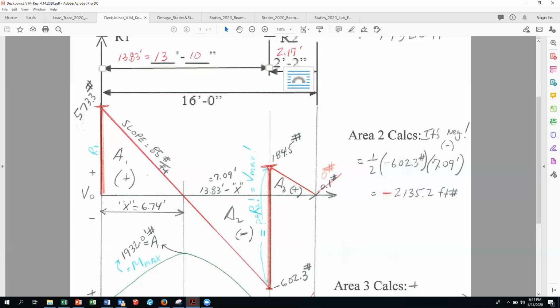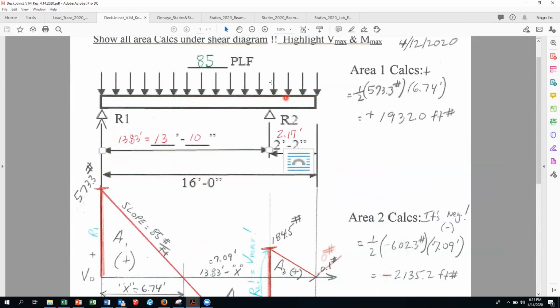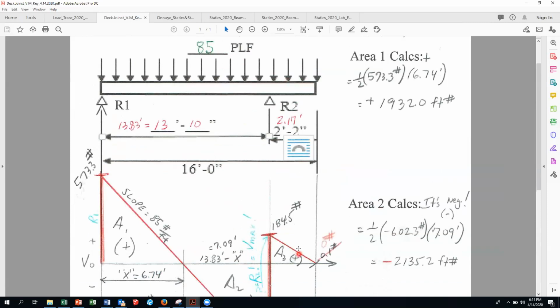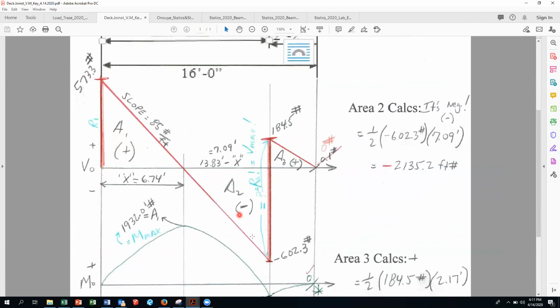At 184.5, we have one little section of the span to analyze. And so it's 184.5 minus 2.17 feet times 85 pounds for every foot. That gives me a finished shear at 0.1 pounds, which is a rounding off error. So that's why I put a line through there. And it's at 0 pounds. Does that make sense or not? Okay.